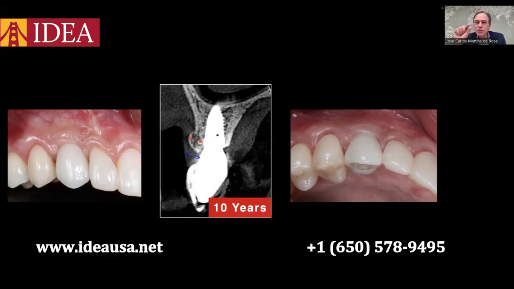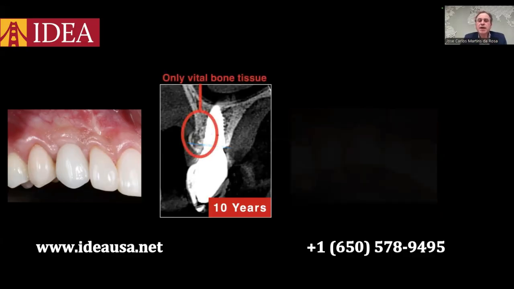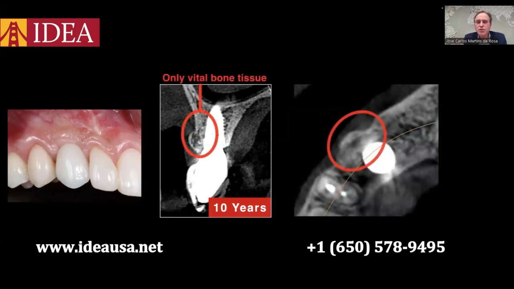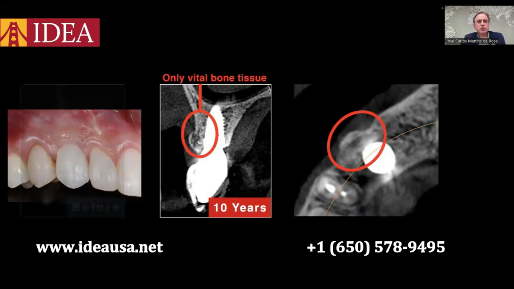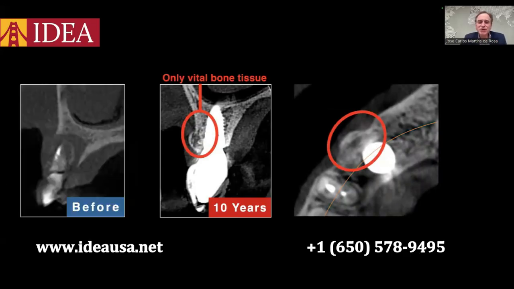Look at the thickness of the buccal wall and look at the thickness of the soft tissue. And the bone that was placed above the head of the implant remodeled above the head of the implant. And we have only vital bone tissue in the most important phase of my implant, the buccal aspect. So this is before and after. You see here the improvement in the soft tissue position and the bone tissue position.